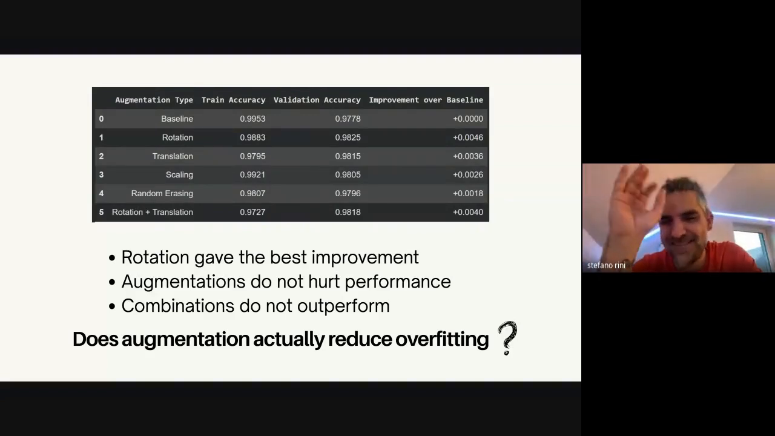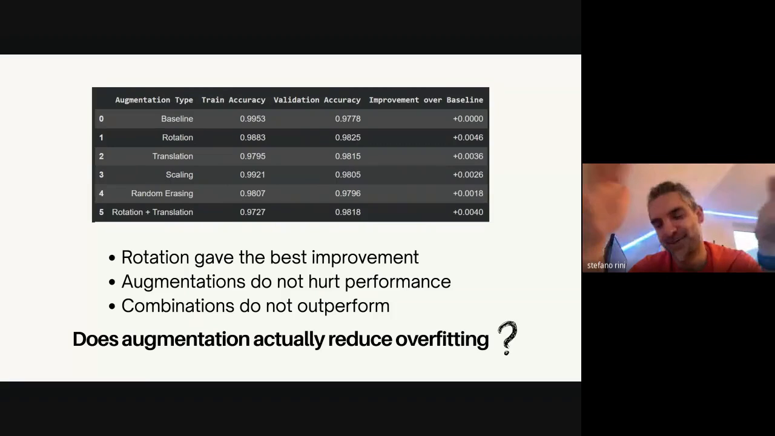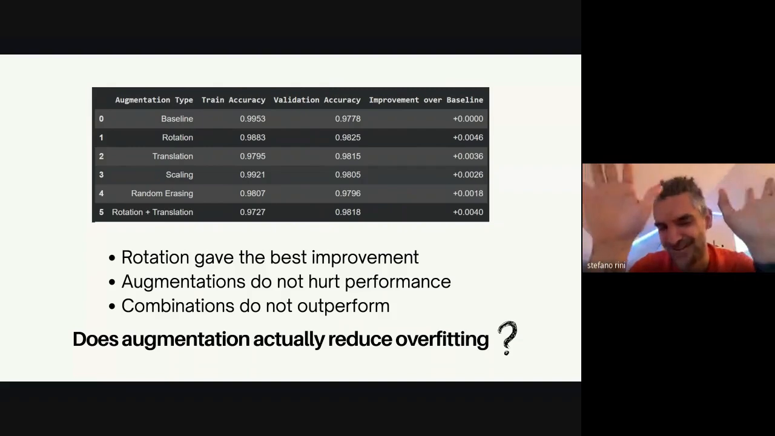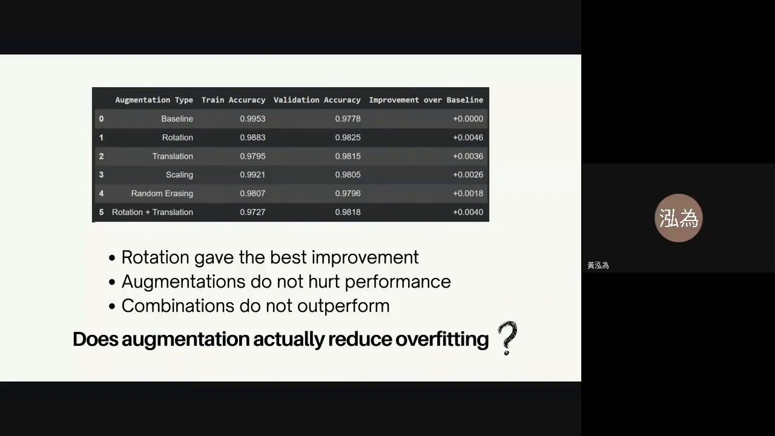I mean, your language is a little bit funny for me, because the accuracy is still 98%. So it's still a very high accuracy. And then you say solid 0.0046. It's a little bit funny, okay?